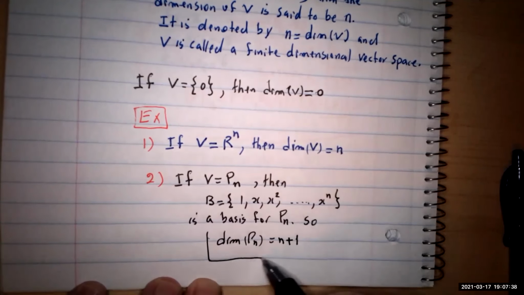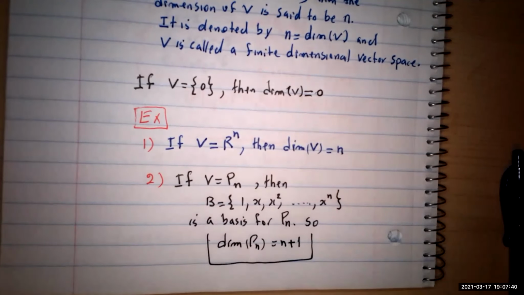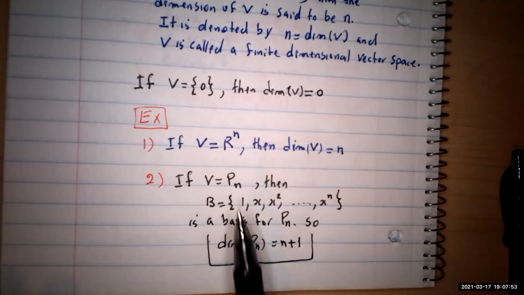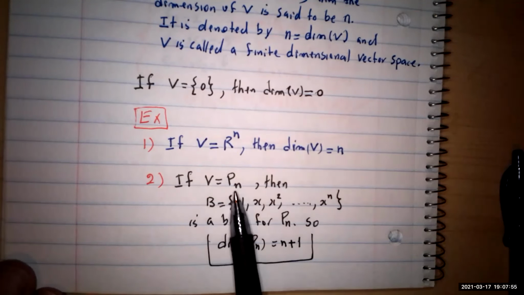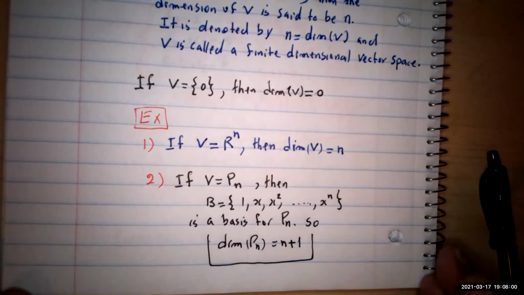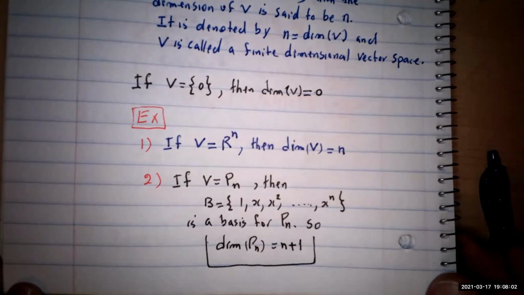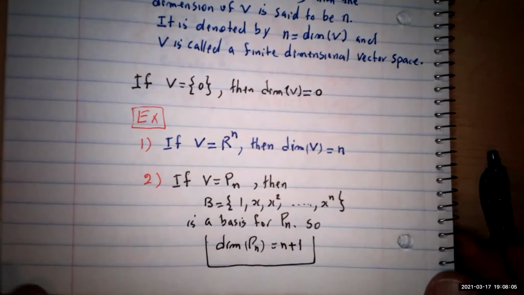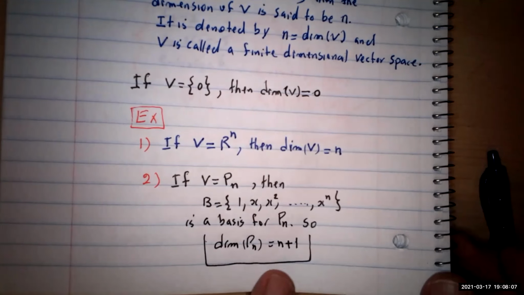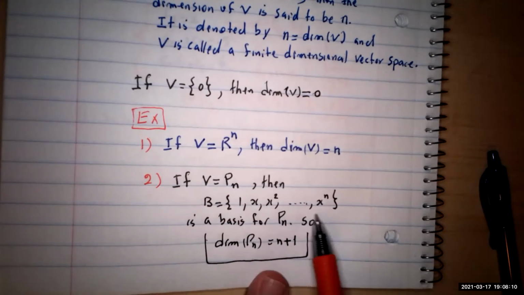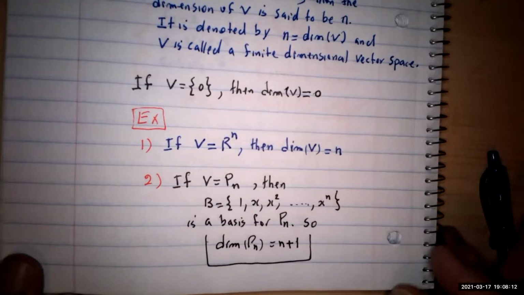It's very popular and we're going to use it quite a lot. If you get P2, the dimension is going to be 3. P4 is going to be 5. So Rn is n-dimensional, and if you get Pn, the dimension is n plus 1. We use it freely. If you claim that the dimension is n plus 1, you should give us a basis that contains n plus 1 vectors.